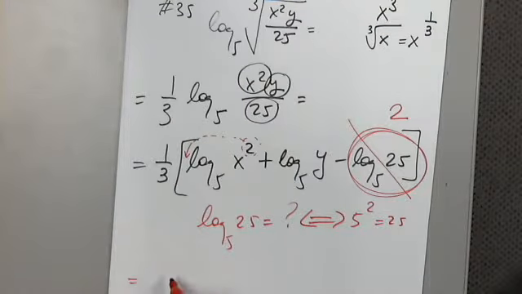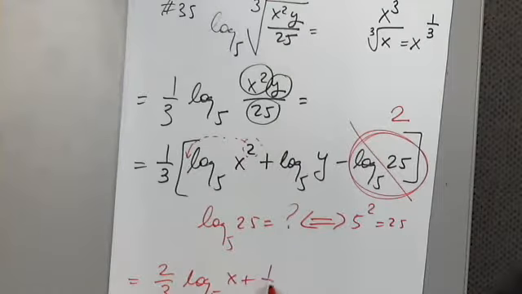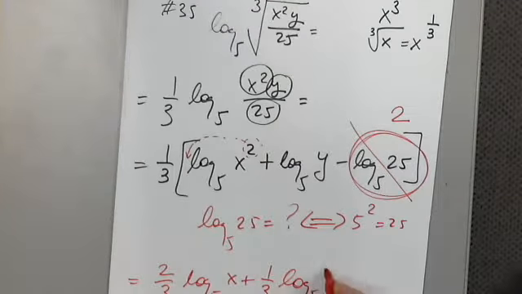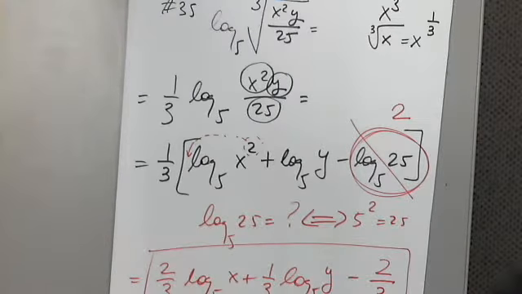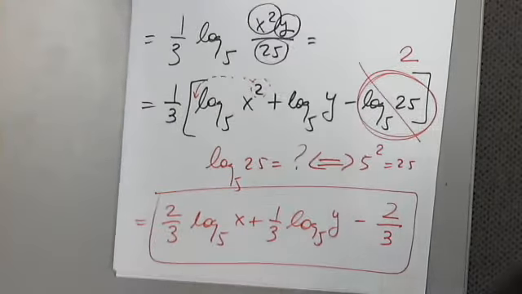So the final form will be 2/3 log base 5 of x plus 1/3 log base 5 of y minus 2/3. See if you have any questions on this. So that was about condensing and expanding. So please remember the cube root is power 1/3.